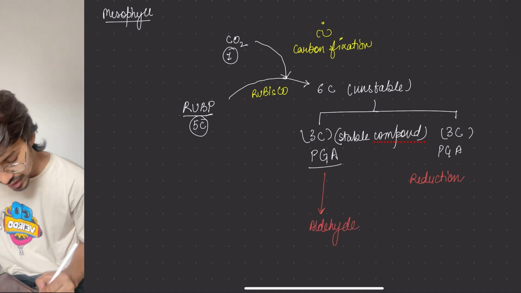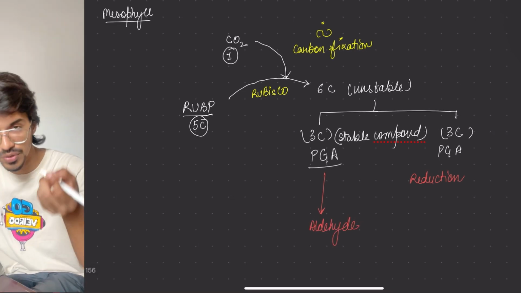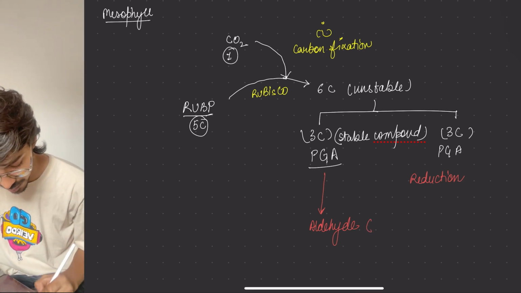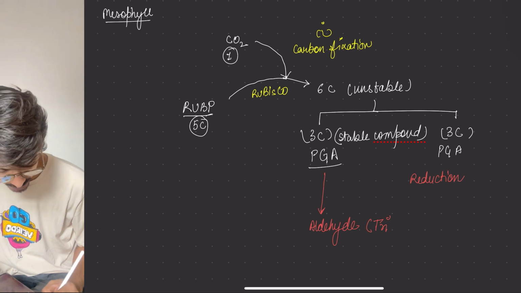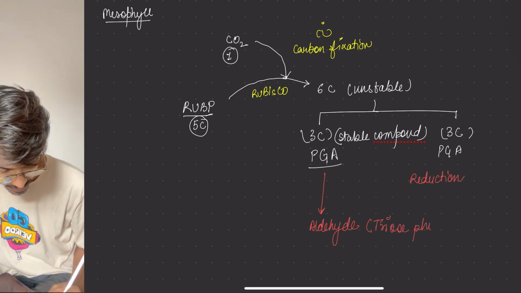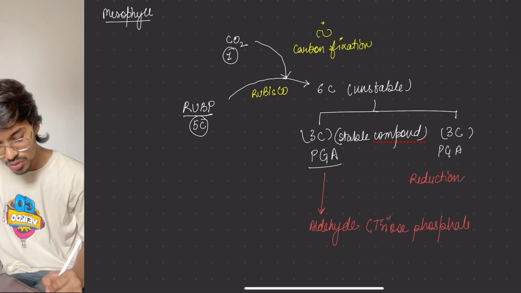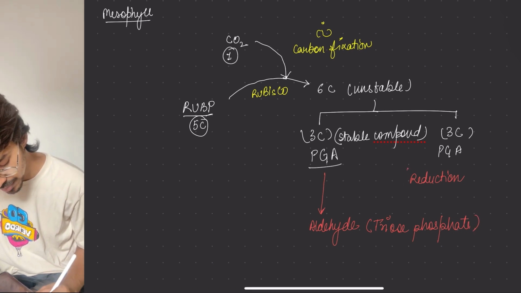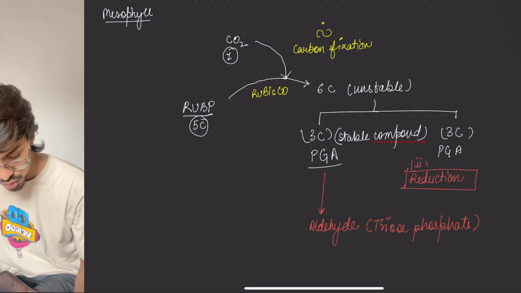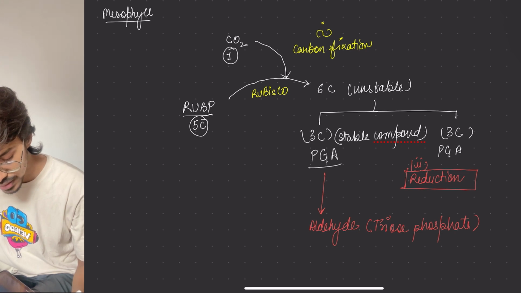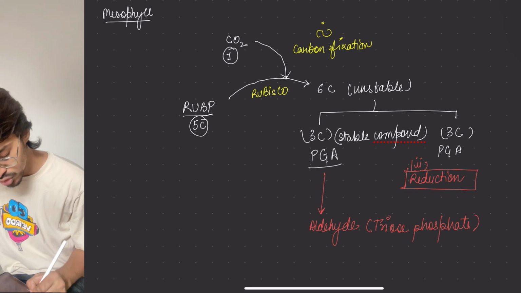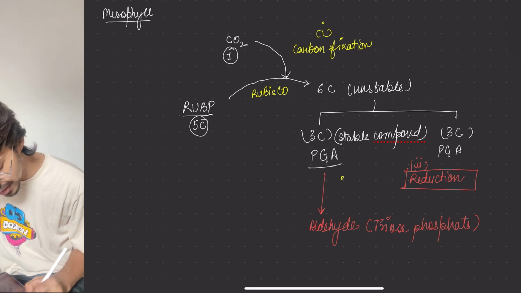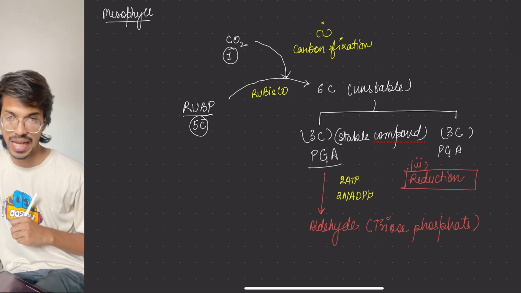As it changes into an aldehyde, that aldehyde will have phosphate. This is a 3 carbon aldehyde, that is phosphoglyceraldehyde or phosphoaldose. This is the reduction step, the second step. It requires energy, so 2 ATP and 2 NADPH will be required in this reaction.